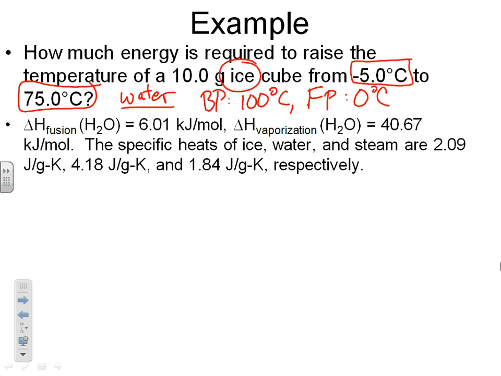So what I recommend you do is actually draw a little heating curve for the water based on the temperatures that we're starting at. So we're starting at -5 degrees Celsius, right? We know that. And we're heating up this ice cube. But it's not just going to go straight from -5 to 75. It's going to go from -5 to 0. And then the temperature is going to stay the same for a while because it's going to melt at 0 degrees Celsius. And then it's going to go up and it's going to end at 75 degrees Celsius.